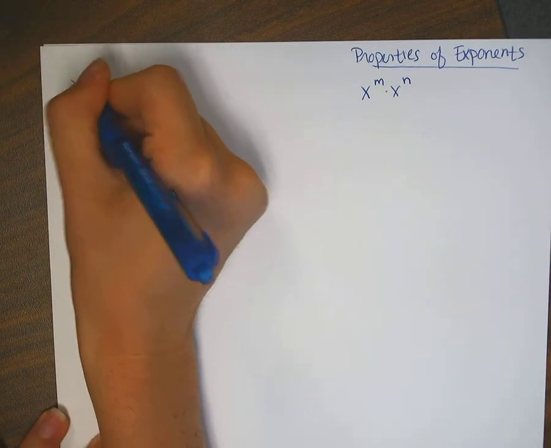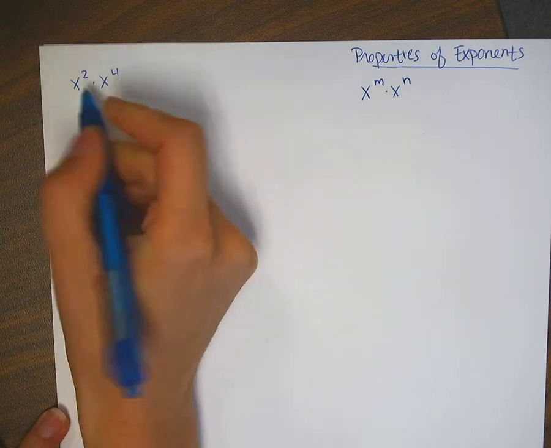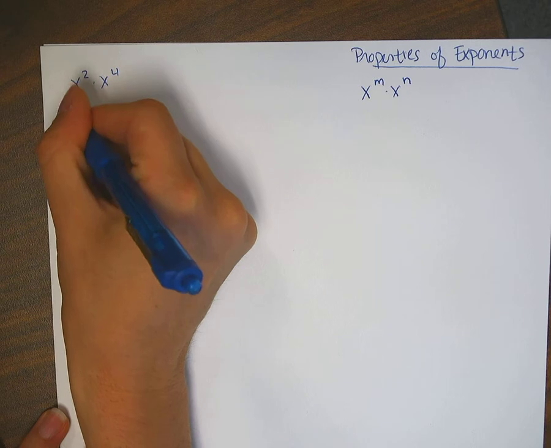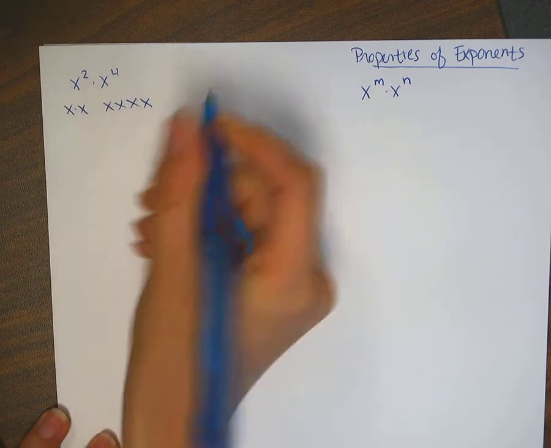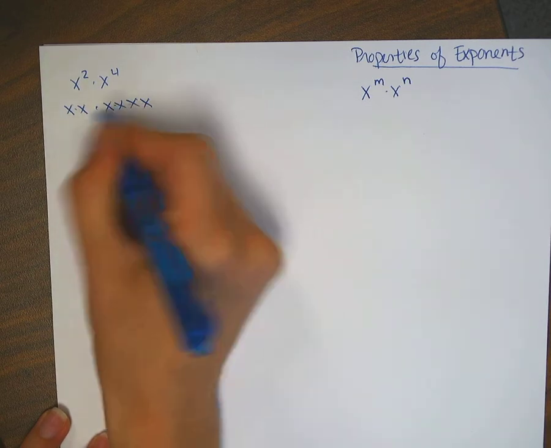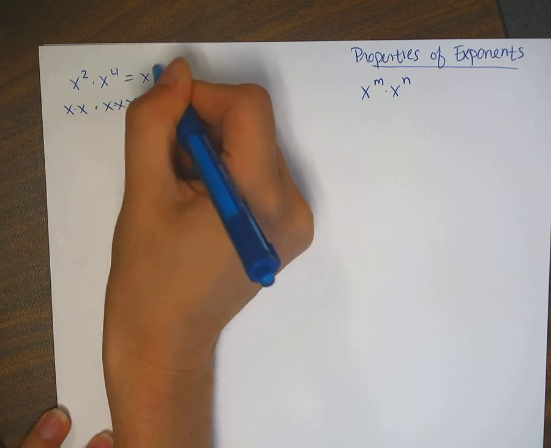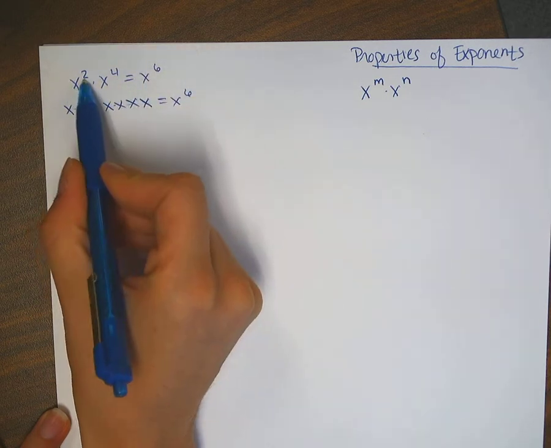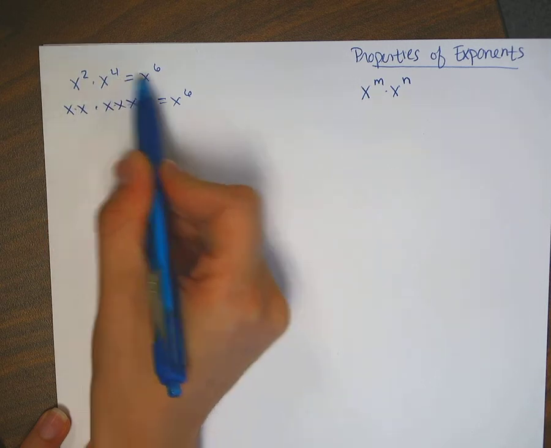If I have, say, x squared times x to the fourth, I can always expand that. X squared means x times x. X to the fourth would be x times x times x times x. And if those are multiplied together, then really I just have 6 x's multiplied together, or x to the 6. So in other words, if I look at my original example, really if I have a power times another power, I really could have just done 2 plus 4 equals 6.